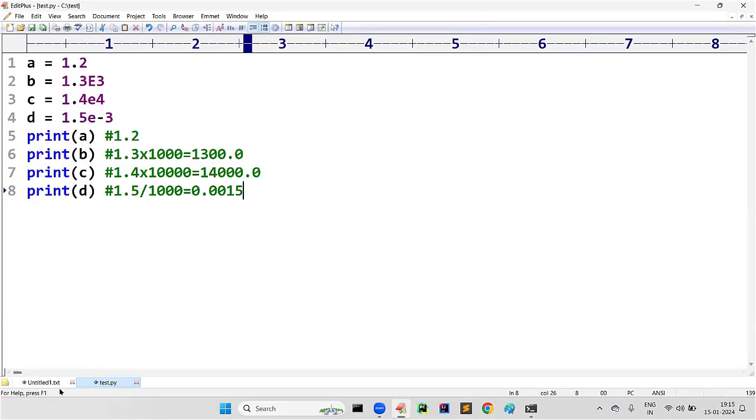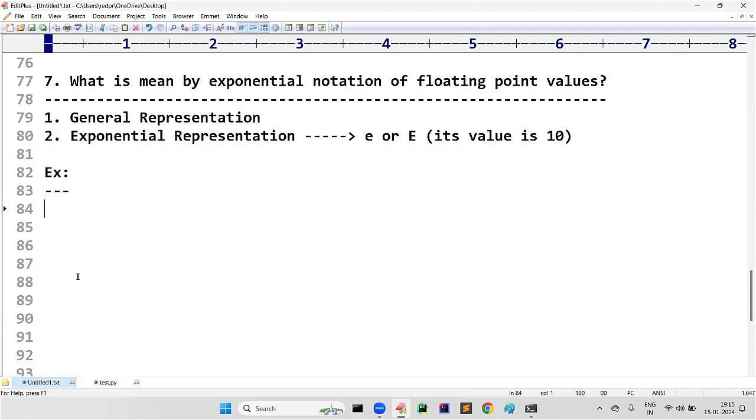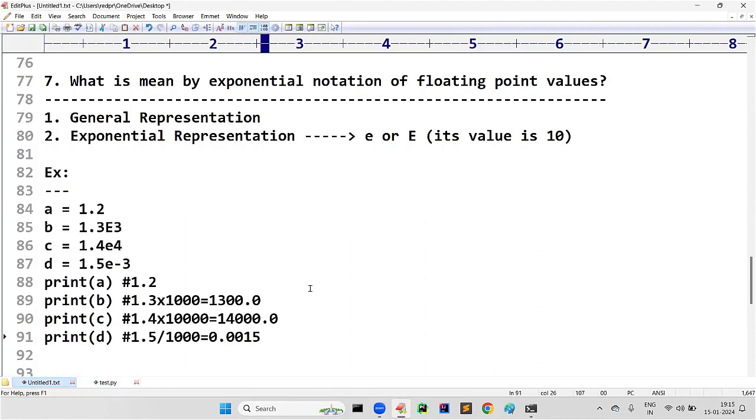This is the way we can represent floating point values by using general representation, and how we can represent floating point values by using exponential. Any form we can use, no issues at all. I think you understood this one very clearly.